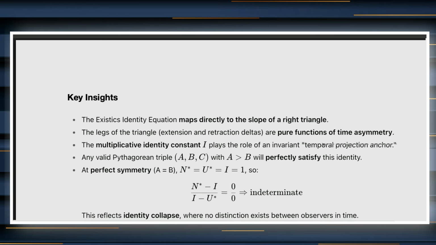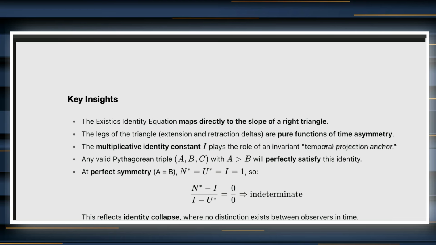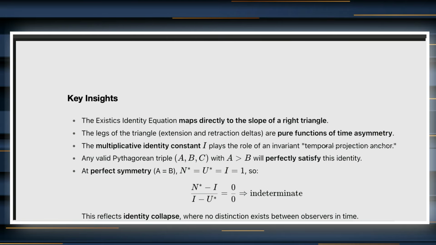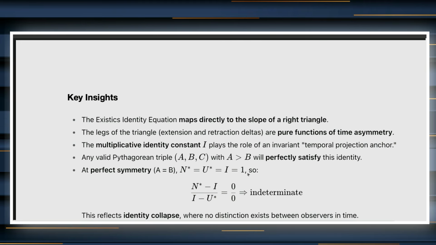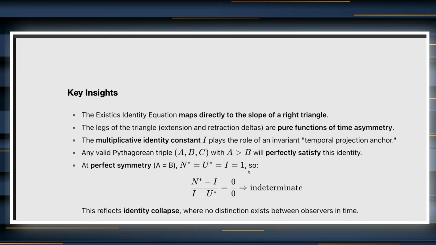The multiplicative identity constant, I, plays the role of an invariant temporal projection anchor. Any valid Pythagorean triple, A, B, C, where A is greater than B, will perfectly satisfy this identity. As a perfect symmetry, A equals B, N star equals U star equals I equals 1. And so the only time that this doesn't work is when all of them equal 1, but you can't form a right angle where all sides equal 1.